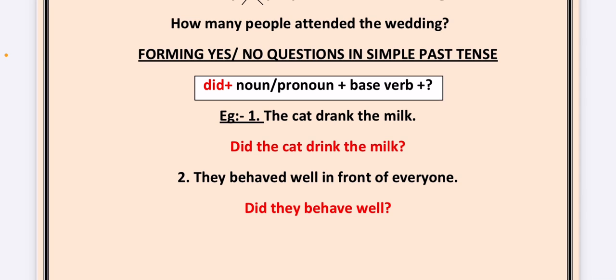Did the cat drink the milk? The base form, drank, will change into drink. They behaved well in front of everyone. Did they behave well? Behaved will turn into behave, the base verb.